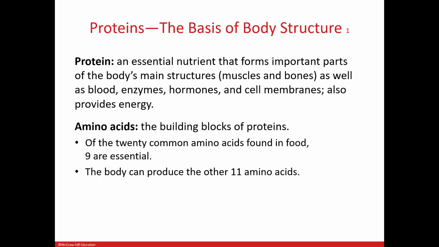Protein is the essential nutrient that forms important parts of the body's main structures, as well as blood, enzymes, hormones, cell membranes, and it also provides energy. We have amino acids, which are part of the proteins. They're building blocks of proteins. And out of the 20 common amino acids found in food, 9 are essential, and the rest we are able to produce.